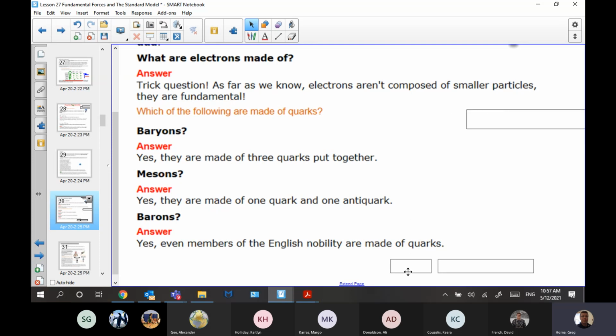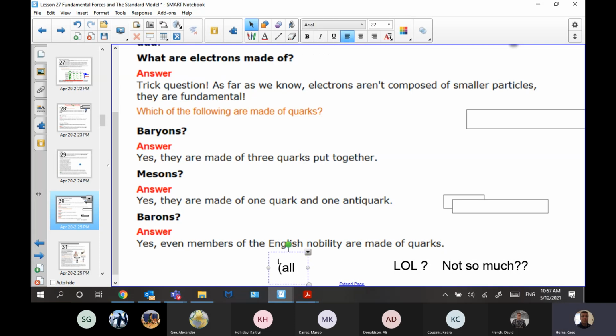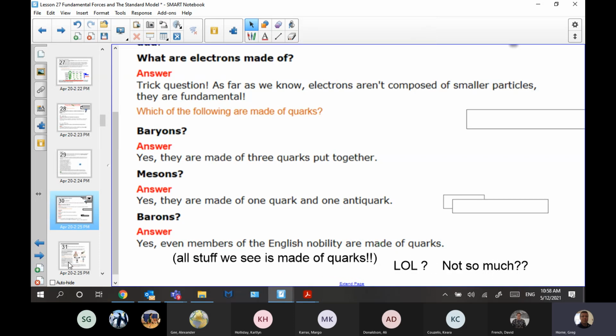Oh, this is a bad joke here. Not very funny. But they're saying, what about barons? I don't know. Barons, like people in England, right? So they're made up of quarks, right? Remember I said that all stuff around us is made up of quarks and basically fermions. So all stuff we see is made of quarks. So barons in England are made up of quarks. It's supposed to be funny.